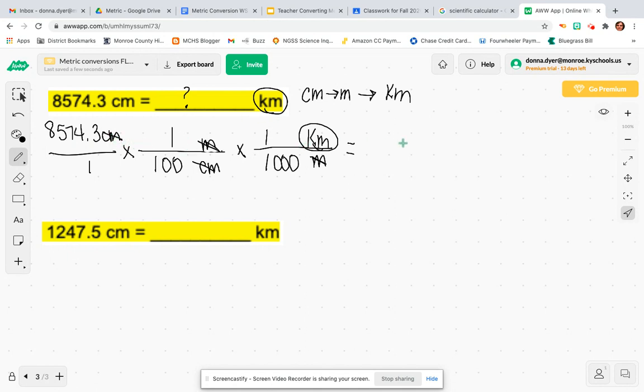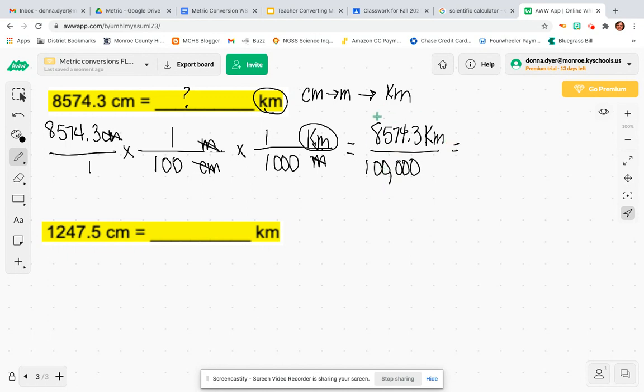8,574.3 times 1 times 1 gives me 8,574.3. And then again, kilometer is there. It's the only one that's not canceled. On the bottom, 1 times 100 times 1,000. I hope you can see that that's 100,000. And if you need to punch that in the calculator, you can.